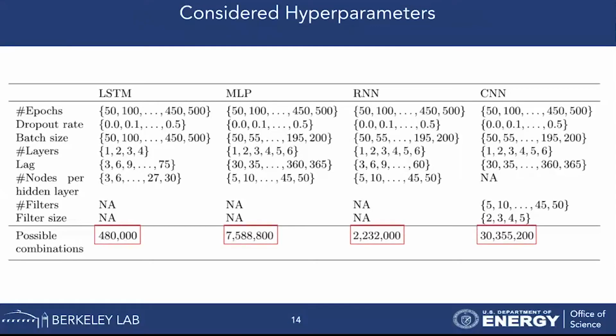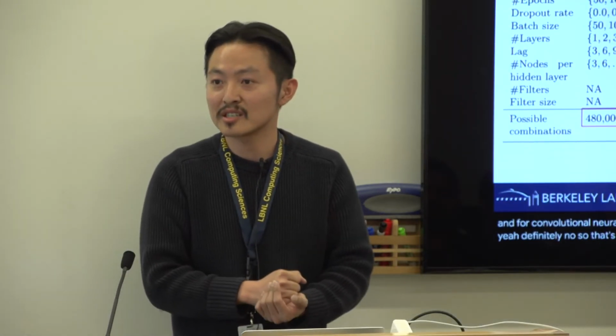Now, if we think about all possible combinations, for LSTM, this is not all hyperparameters, just what we considered in this research. Even with this restricted number of hyperparameters for LSTM, we are going to have 480,000 cases. For multi-layer perceptron, we are going to have more than 7 million test cases. For RNN, more than 2 million, and for convolutional neural network, more than 30 million cases. So can you test all those cases? Definitely not. That's why we need hyperparameter optimization here.